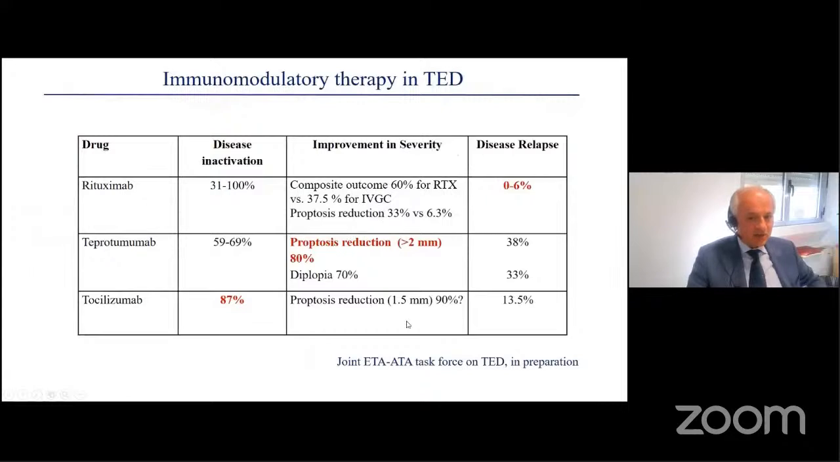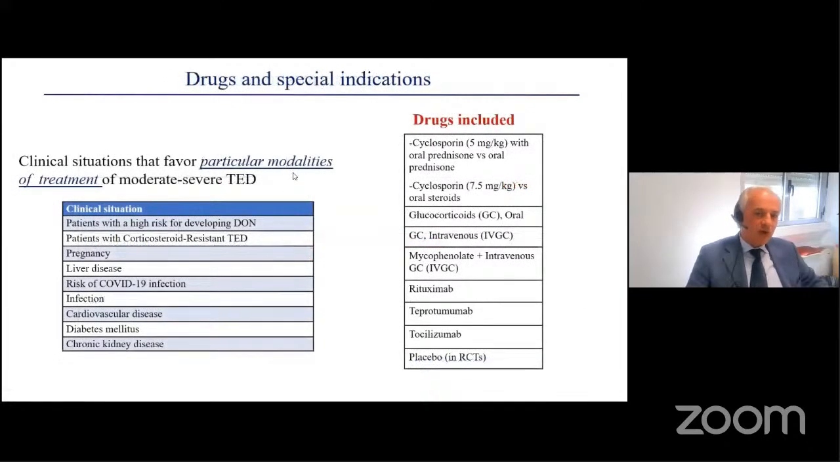As you see here, there are some very important differences. As I was mentioning before, very low relapse with rituximab, very important effect on proptosis with teprotumumab, and elevated disease inactivation with tocilizumab, with a very interesting reduction in proptosis as well. So all these things have to be put together. In particular, we also want to give a special indication for particular clinical situations. As you see here, patients who are more at risk of developing optic neuropathy, people resistant to steroids, patients with pregnancy, with liver disease, with possible infection, cardiovascular disease. Let's not forget that many of these immunosuppressants cannot be used in some specific clinical situations.